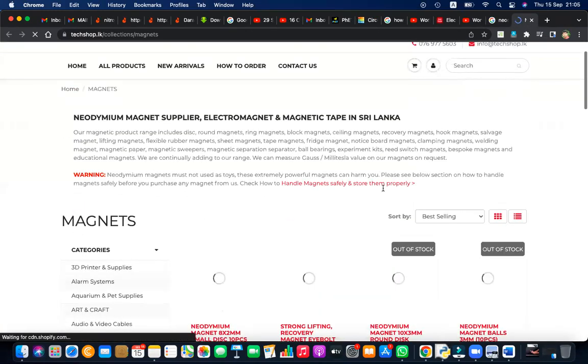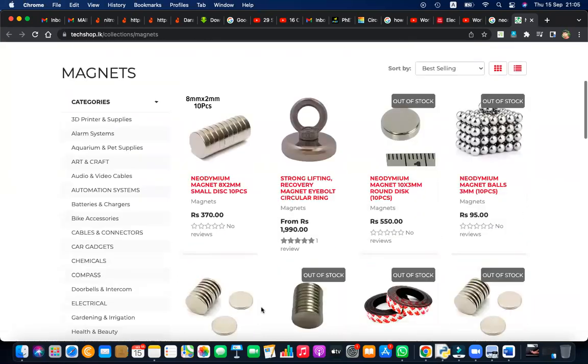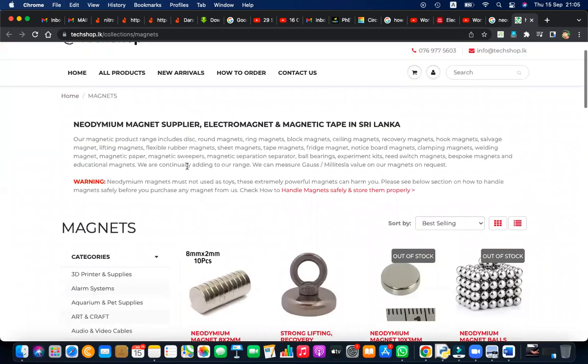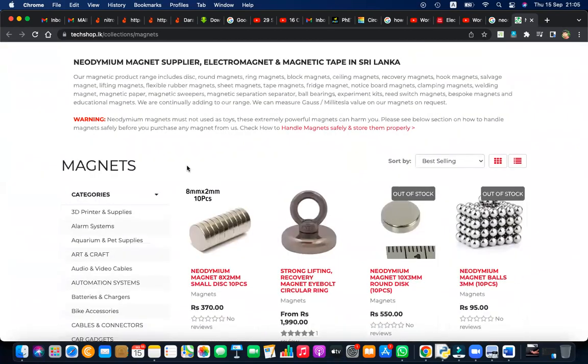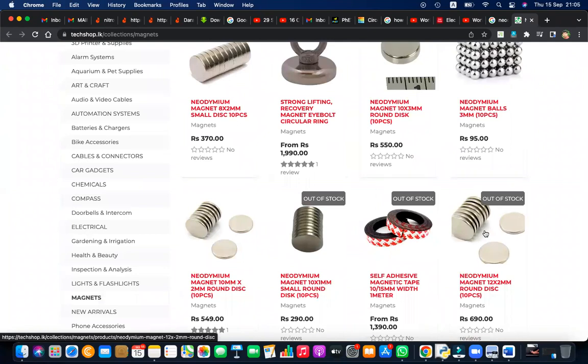These magnets are really powerful, right? You can buy these neodymium magnets. It's there in this shop, Techshop.lk. Yeah, so they are saying this one is out of stock.